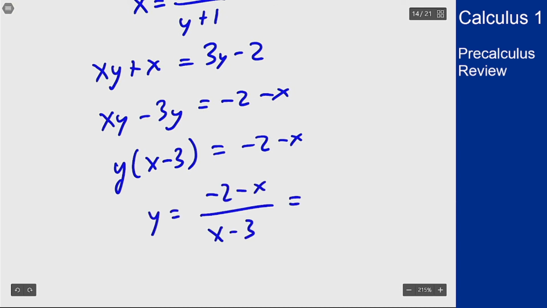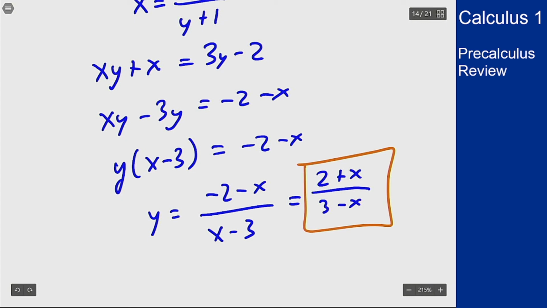Or you could rewrite this if you wanted as (2 plus x) over (3 minus x) by moving a minus sign through. That would also work. So your inverse function here is this. That's how you go about solving for an inverse function and what it does to numbers and why it works as an inverse function in that case.